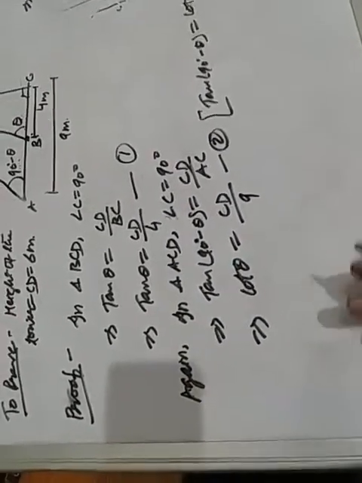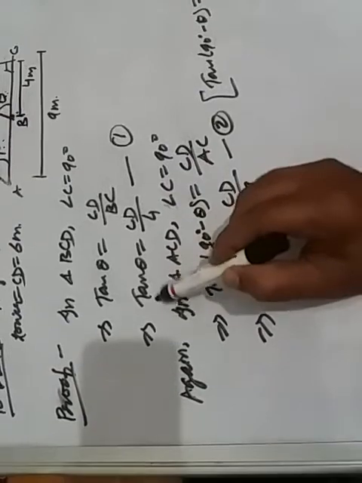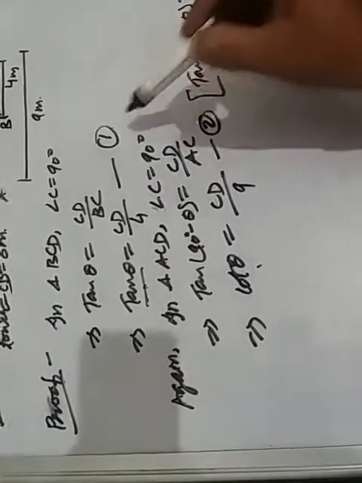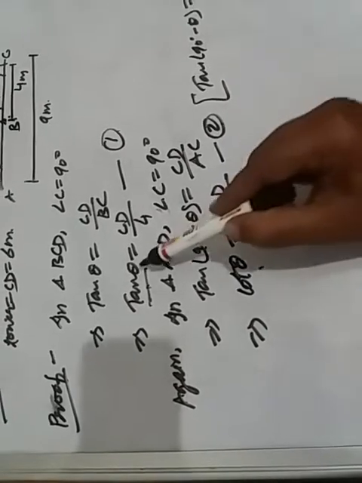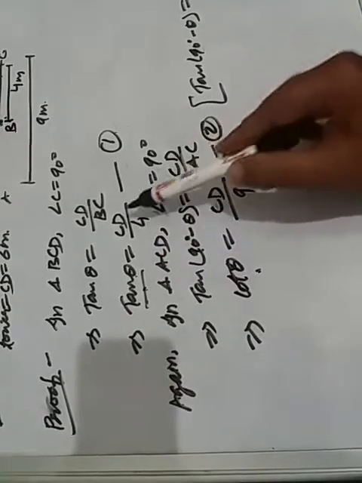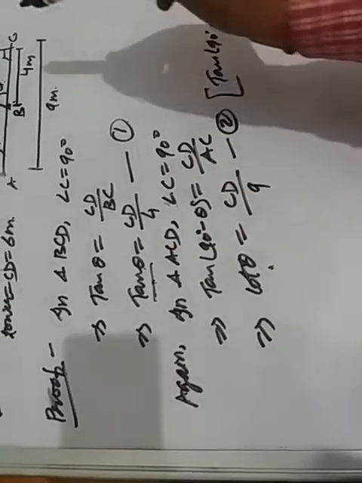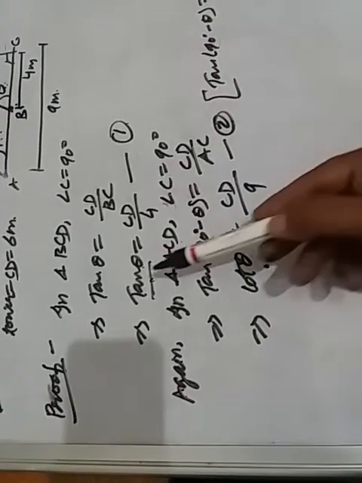Okay, children, now see, ultimately what do we have to find out? This question is very much tricky. Here calculation is very much important. How do we find CD? We have to remove tan and cot from here. From equation number 1 and 2, we have to remove tan theta and cot theta. Only CD should remain, because only CD we have to find out. So how will you find it out?